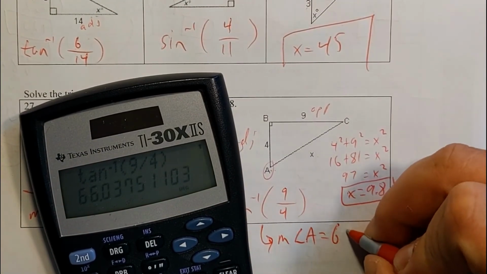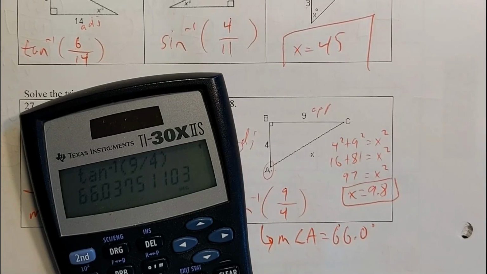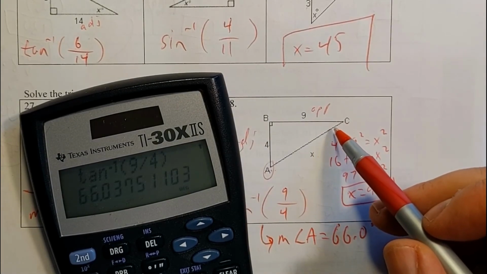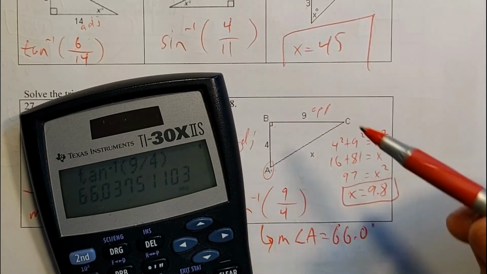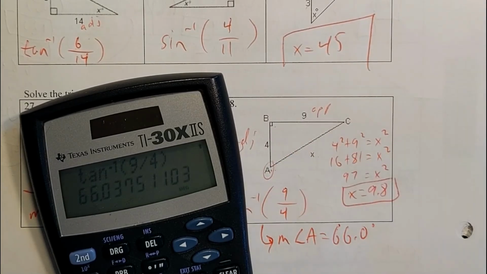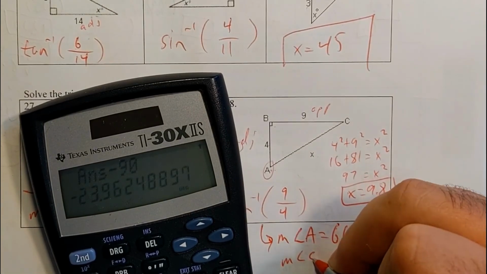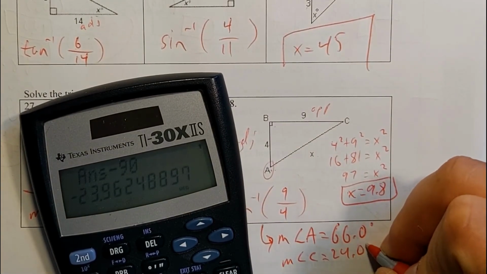So now that we know that this is 66 degrees, 66.0, then the other angle has to be whatever's left over from the 180 degrees total. We're going to use 90 for B, we're using 66 for A, so if we just get that number and subtract 90 and 66 from 180, we'll find out that it's 24.0. So the measure of angle C is 24.0 degrees.